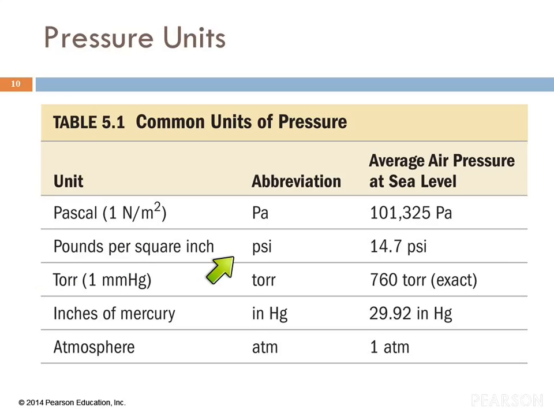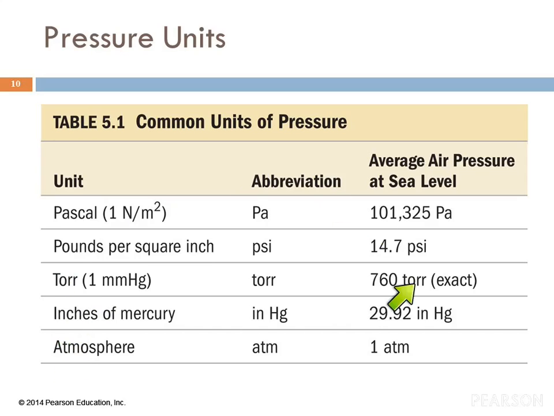You're probably familiar with PSI if you've ever had to inflate your car tires. You know, so many PSI. That's pounds per square inch. Pound is a unit of force per square inch. Then we have torr, which is the same as a millimeter of mercury.